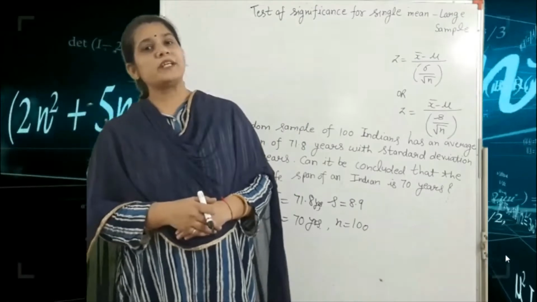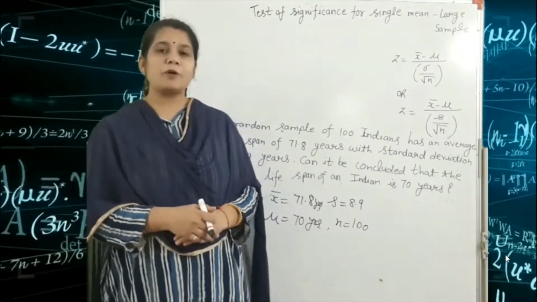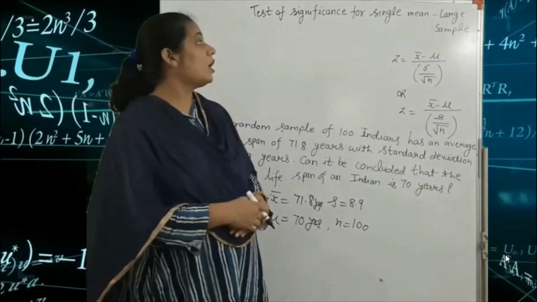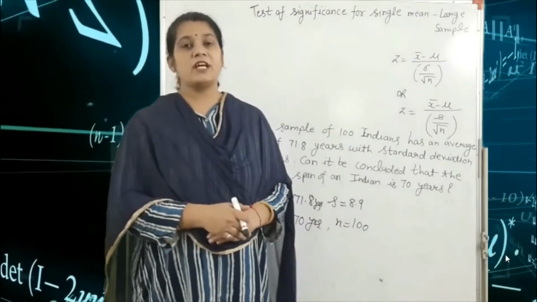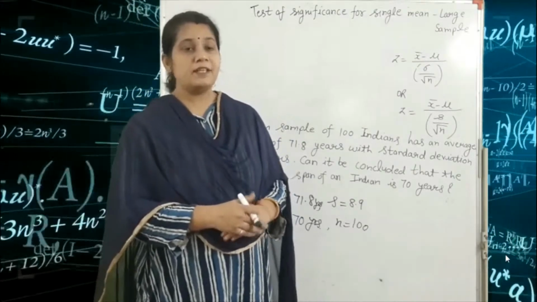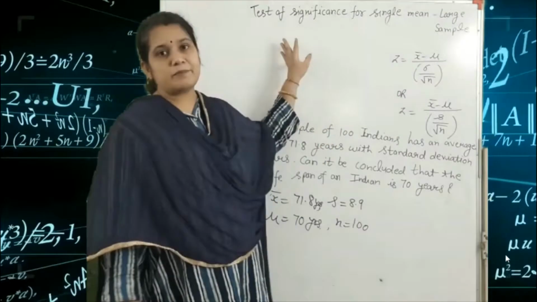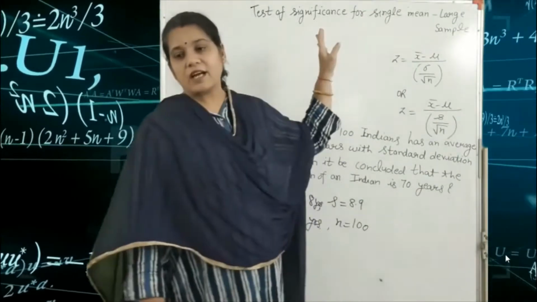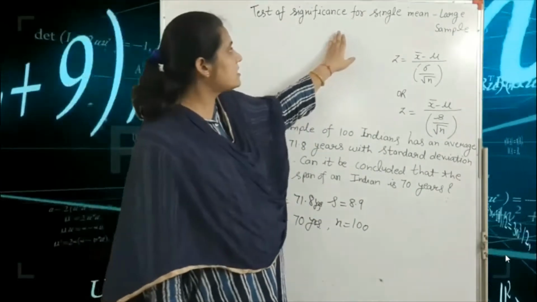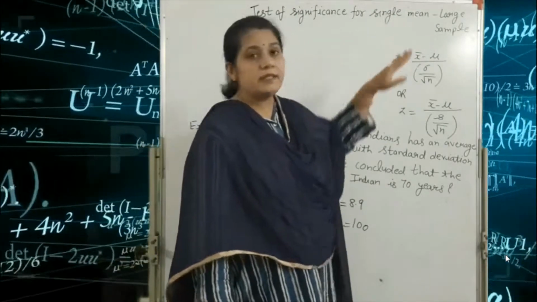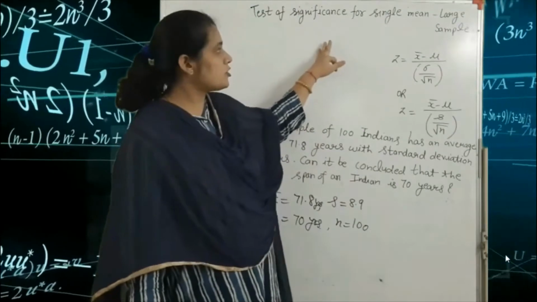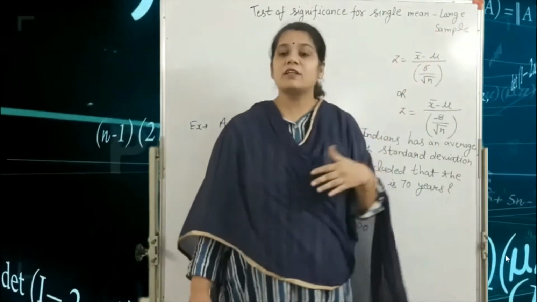Everyone, today I am going to take a lecture on probability and statistics, our chapter number 4. We have already seen in our previous lecture how we find the hypothesis according to our table. So this is the next type of question, depending on the hypothesis. The type is test of significance for single mean, large sample. That means this type of question depends on the large sample.